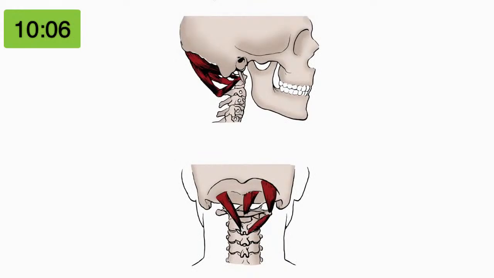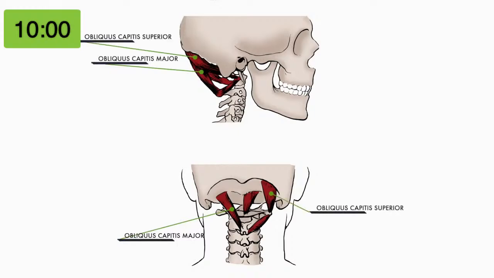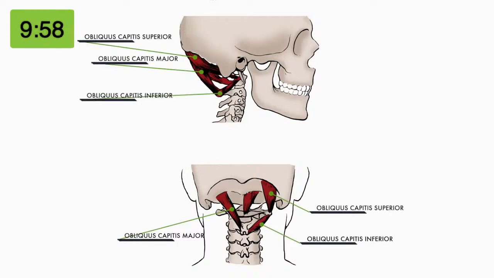Next, we're going to be working on the atlantoaxial junction and the rest of the cervicals. The first muscles for us to focus on are at the atlantoaxial junction, and they are called the obliquus capitis major, obliquus capitis superior and inferior, and the rectus capitis posterior minor. Once we have worked through those, we will work on the rotatories and the semispinalis cervicis.